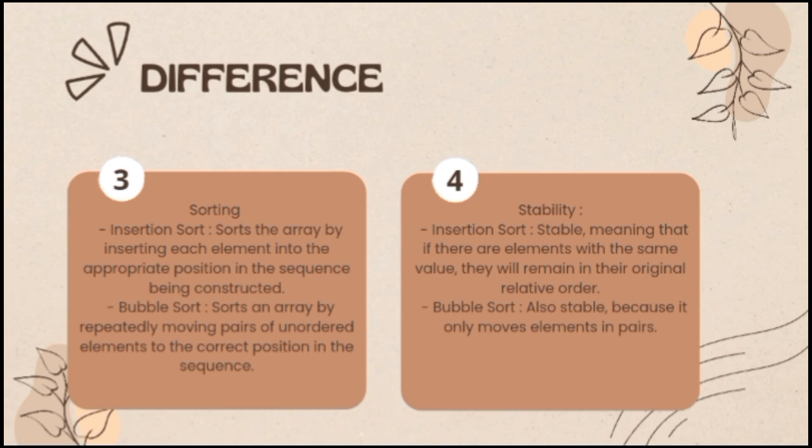Fourth is stability. Insertion sort is stable, meaning that if there are elements with the same value, they will remain in the original relative order. But bubble sort is also stable because it only moves elements in pairs.